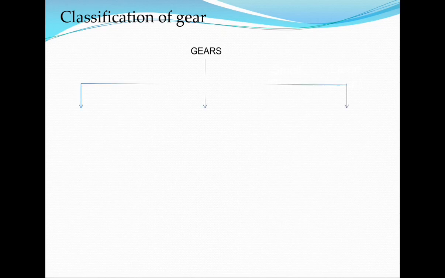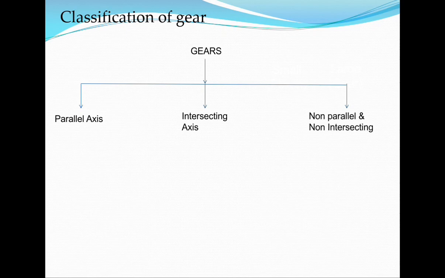Now we see the classification of gears, because as we know there are different types of gears. So we first see the classification of gear. As we know, there are spur gears, helical gears, bevel gears, worm gears, different types of gears, but based on the axis of the shaft, gears are basically classified as three types: parallel axis gears, intersecting axis gears, and non-parallel and non-intersecting type.